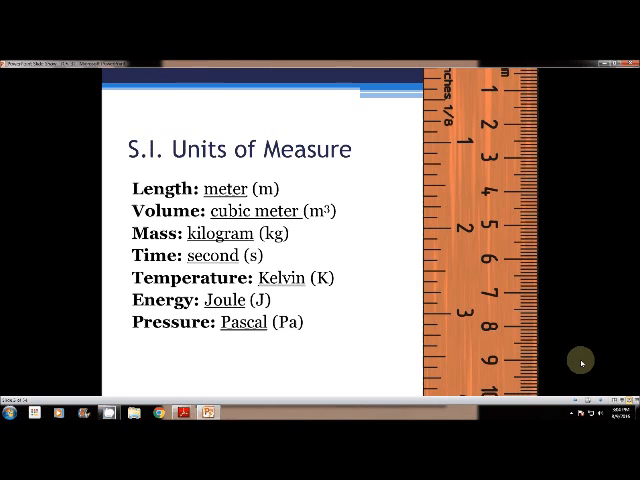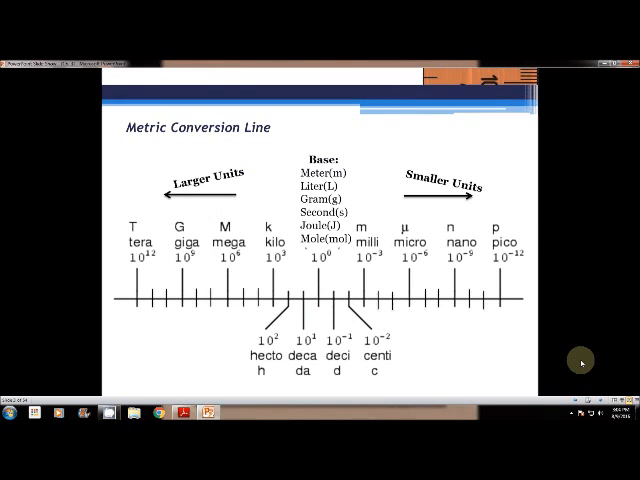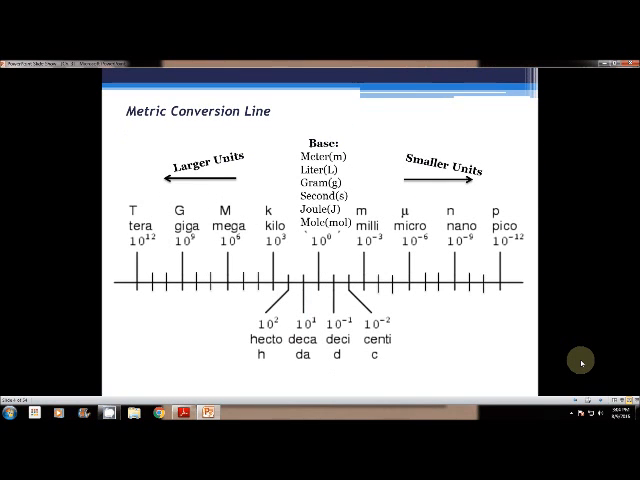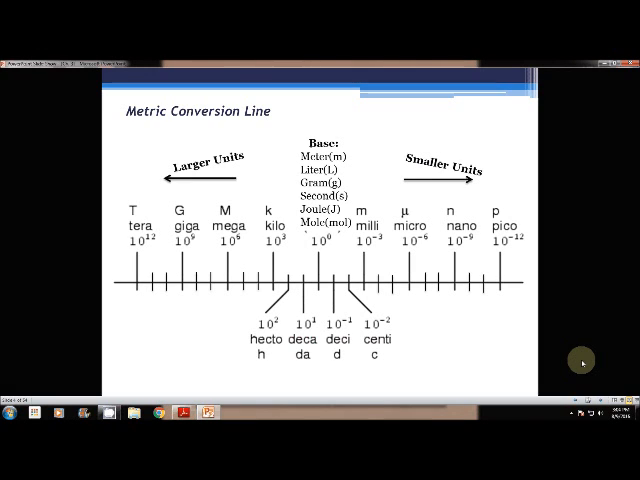So what we're first going to do is convert between units, okay? This is our metric conversion line. Our metric conversion line is kind of like a number line, where it's going to help us to determine how many times I need to move my decimal in order to convert between the different types of units, okay? So a couple things on your handout that we should write down first.